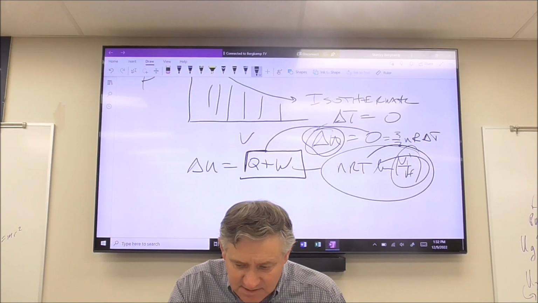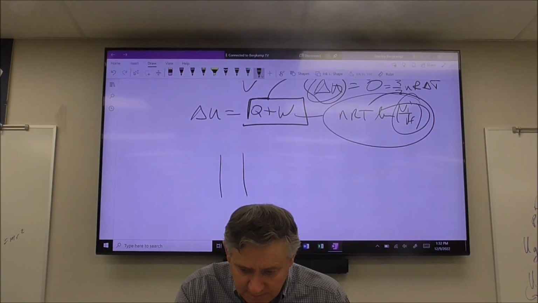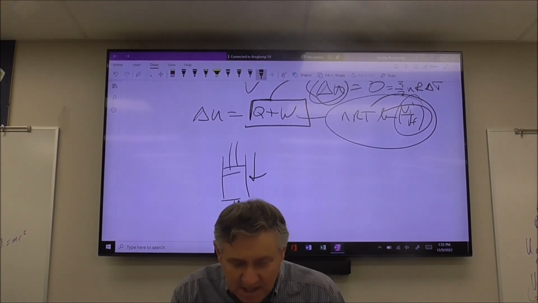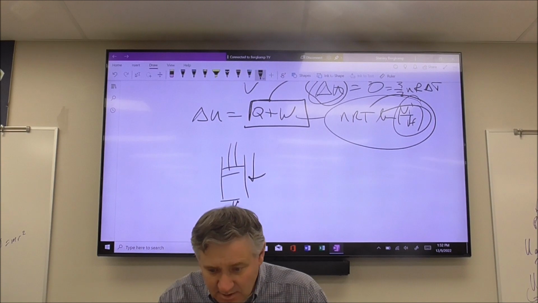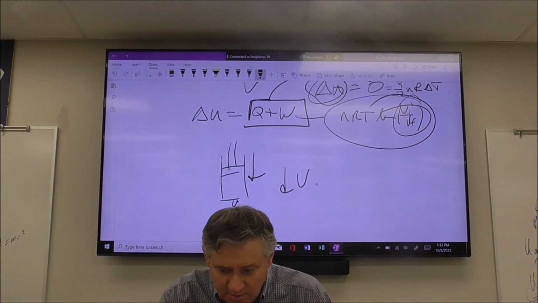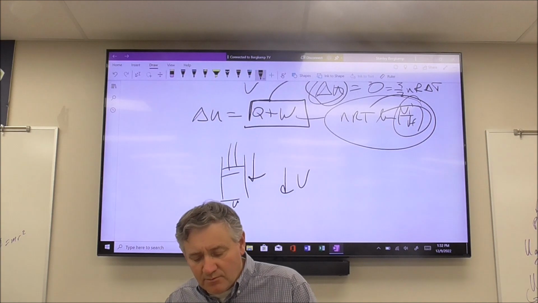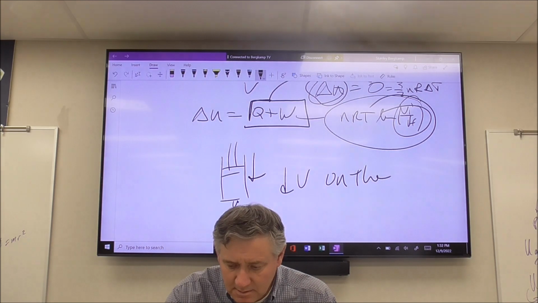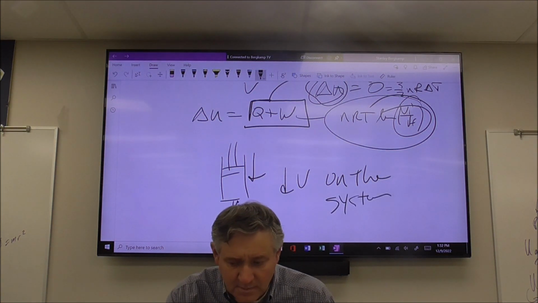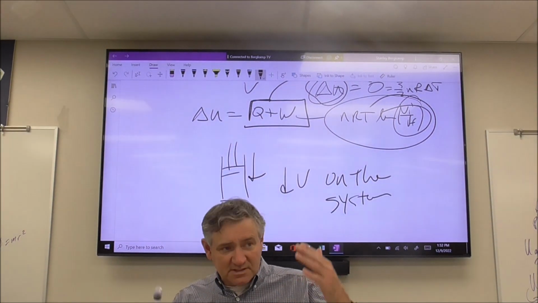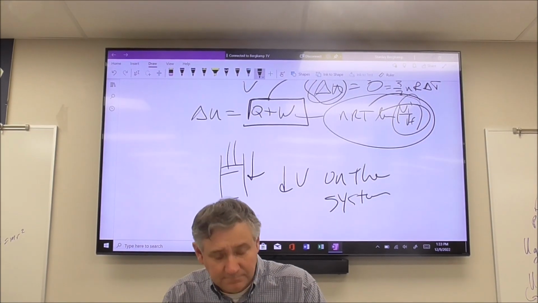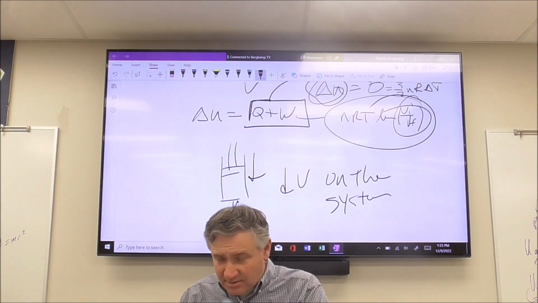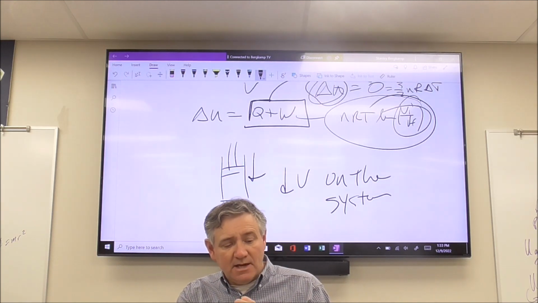And if I take this syringe and push that down, first off, what's happening to the volume? Is it increasing or decreasing? Decreasing. So I'm decreasing the volume, so I'm doing work on the system. This is work on the system, so that's positive work, because the volume is getting smaller.